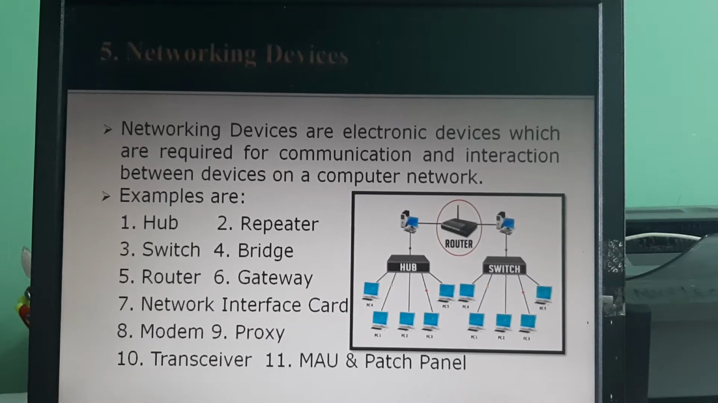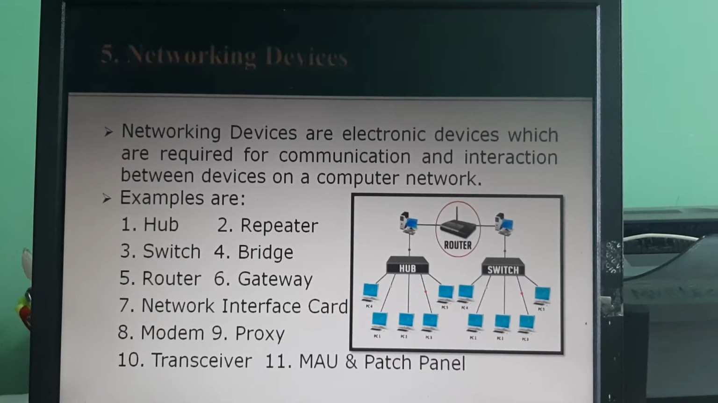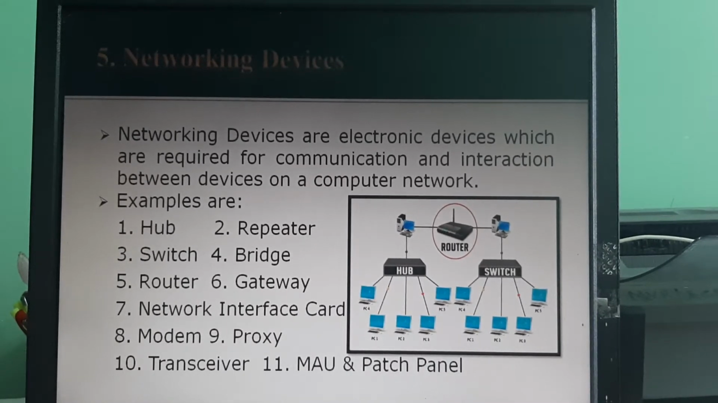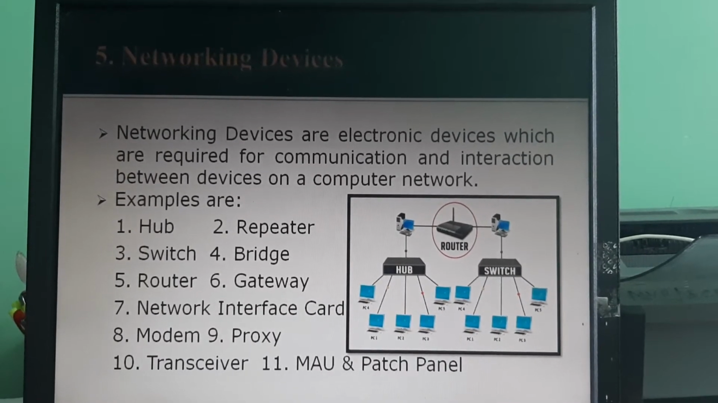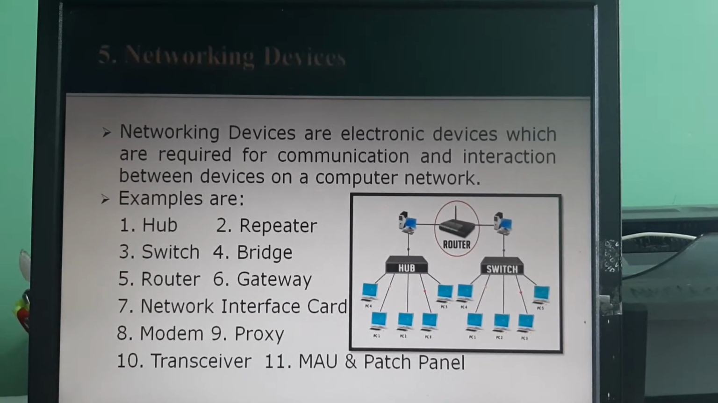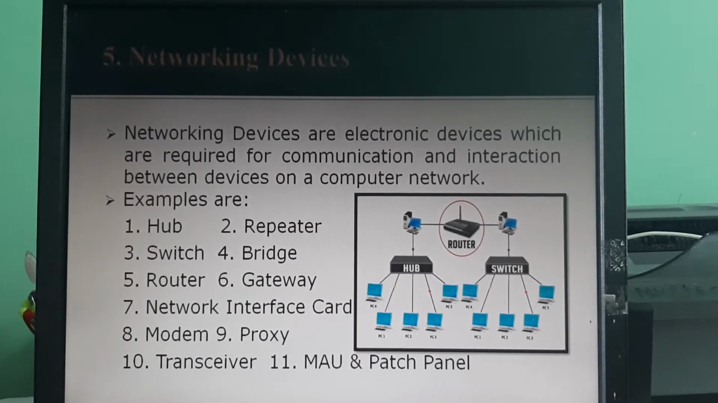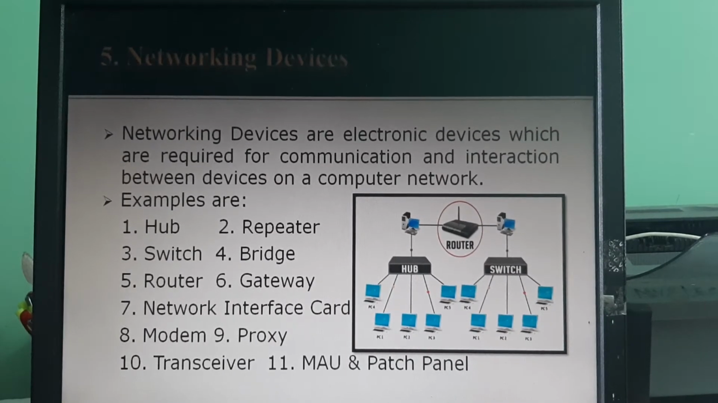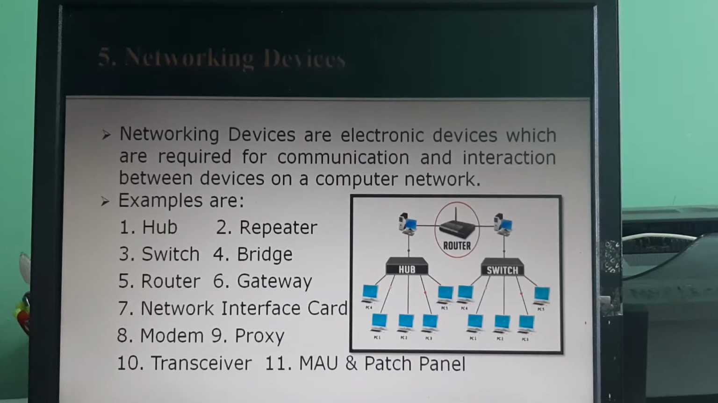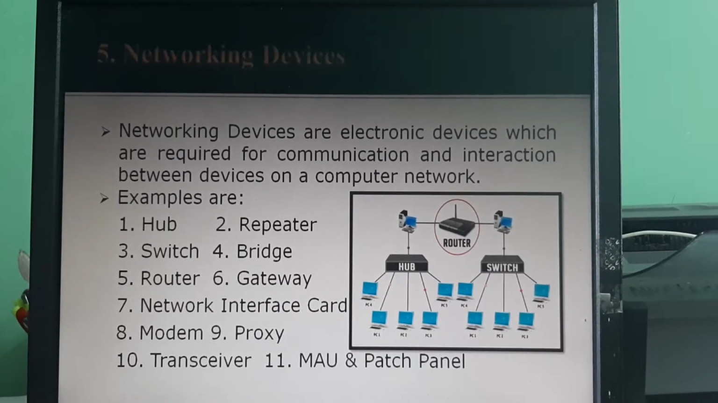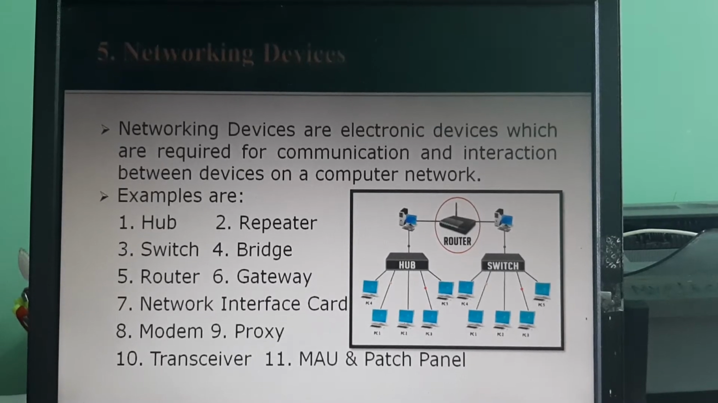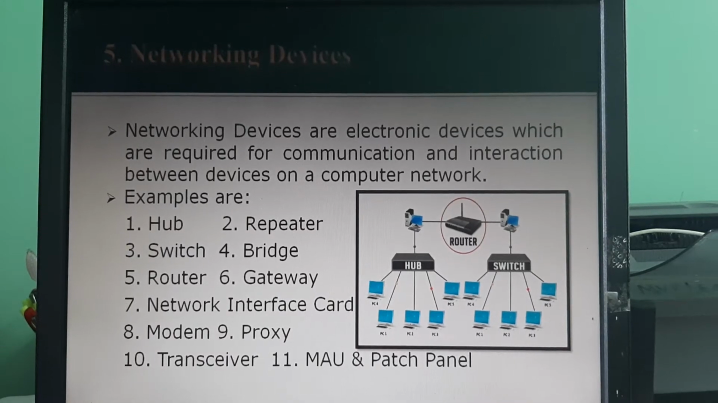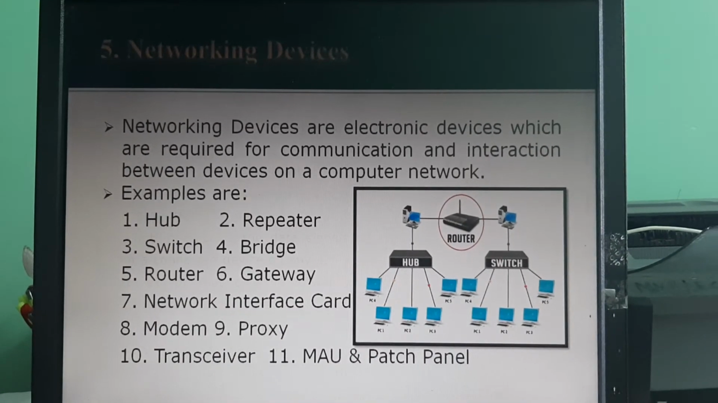As shown, many of the network devices are listed here, like hub, repeater, switch, bridge, router, gateway, NIC, modem, proxy, transceiver, patch panel, etc. Among all, we will discuss 7 network devices as per your given syllabus. Out of which, the first one is hub.